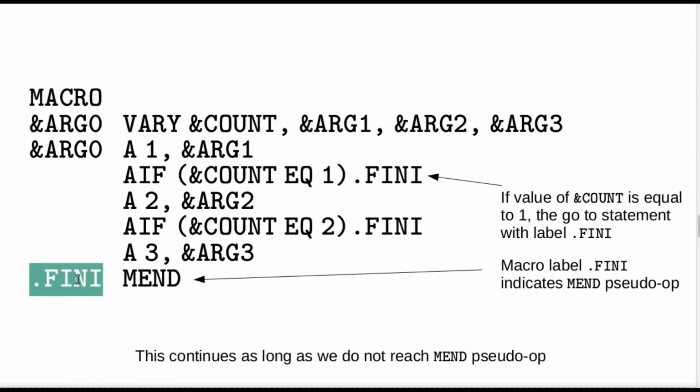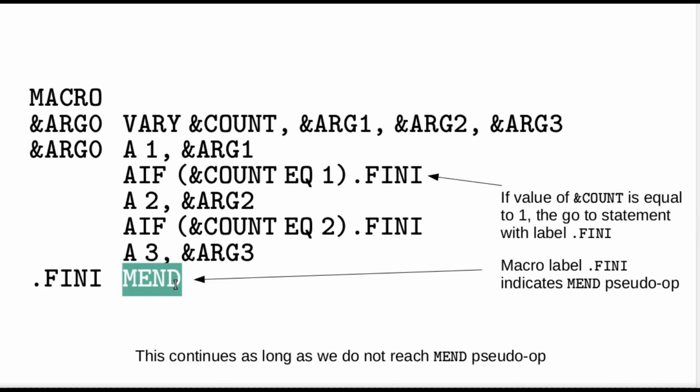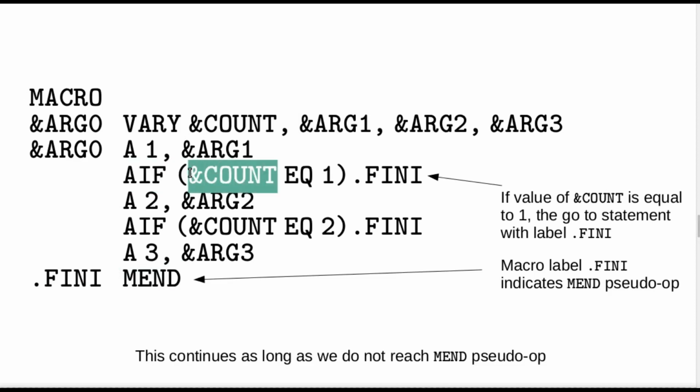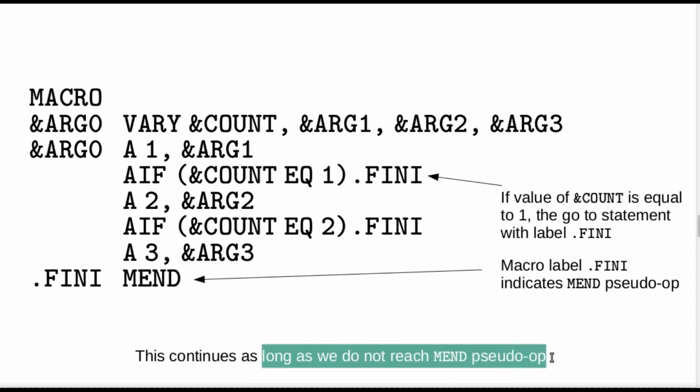.fini is nothing but the label for the instruction MEND, or macro end, which means the macro definition has ended. There is nothing left to do. So this instruction indicates that if the value specified by the argument &count is equal to 1, then we will simply jump to the end of the macro. This similar type of execution will continue as long as we do not reach the MEND pseudo-op.